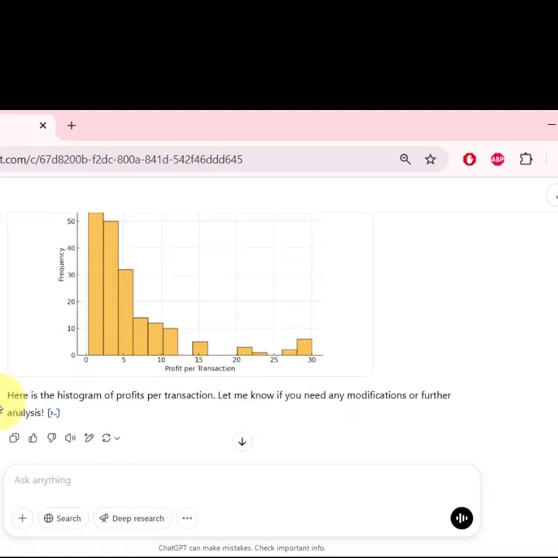We could say, hey, make the bins by dollars, by $5 increments, and see how many. So let's go ahead and just try that and see what that does. Please use bins of size of, so $5 size, starting at 0. Please redraw the histogram.